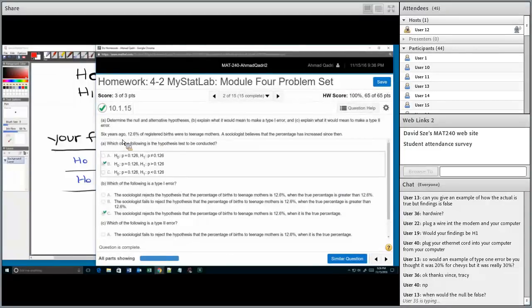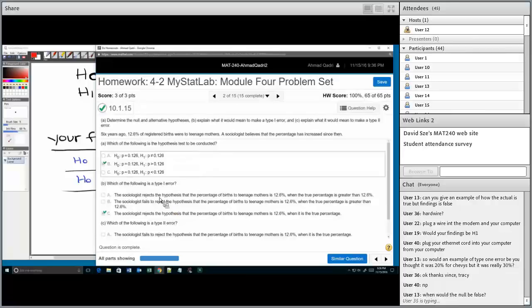So in this example, we are saying that 6 years ago, 12.6% of registered births were to teenage mothers. Okay, so this is the null hypothesis. The null hypothesis is that P is equal to 0.126. A sociologist believes that the percentage has increased since then. So the alternative hypothesis is that P is greater than 0.126. So which one of these is a type 1 error?